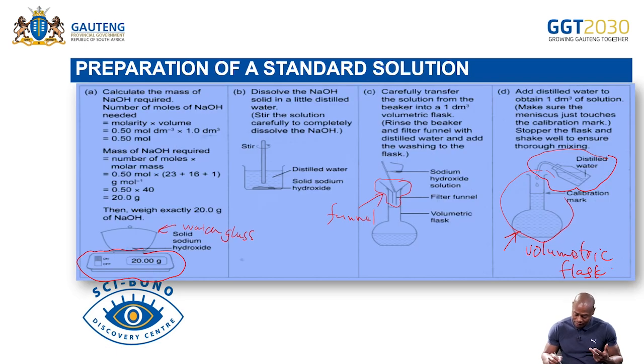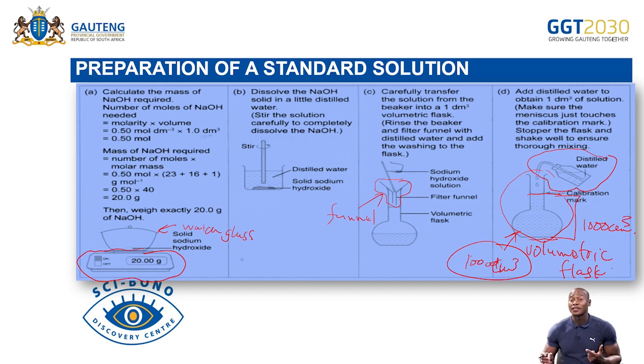This one is a 1000 cubic centimeters volumetric flask. From this point to this point, the volume is 1000 cubic centimeters. So now you have two things here: a volumetric flask of which we know its volume, 1000 cubic centimeters.